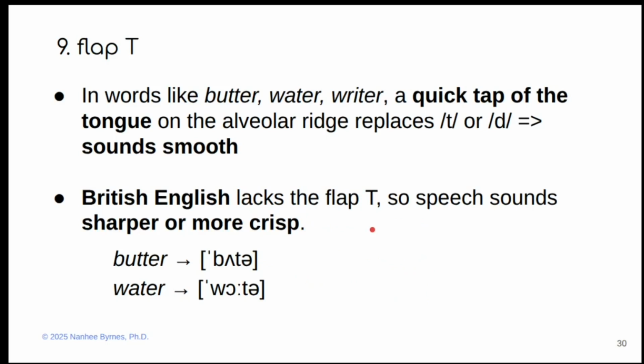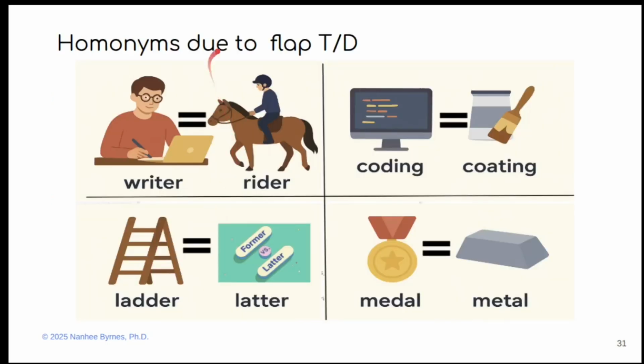And flap T doesn't happen only with T, does it? Correct. The flap T in American English doesn't only replace T, it also replaces D in the same environment between vowels when the second vowel is unstressed. So that's why words like writer and writer, ladder and ladder end up sounding the same.